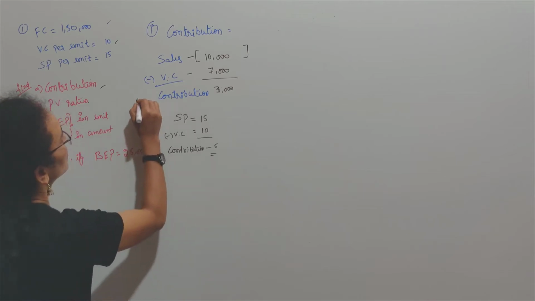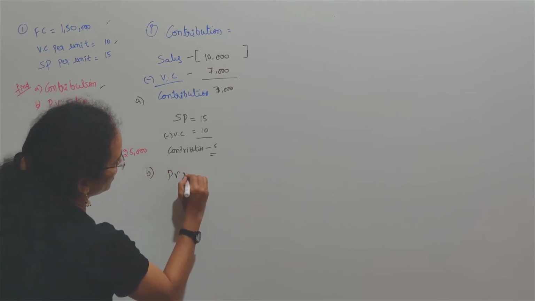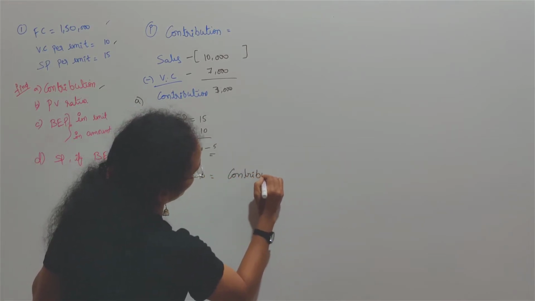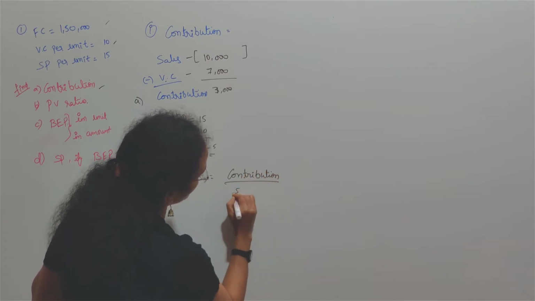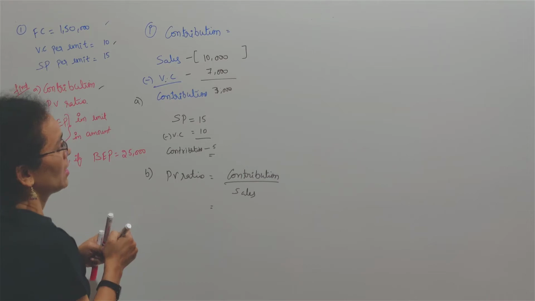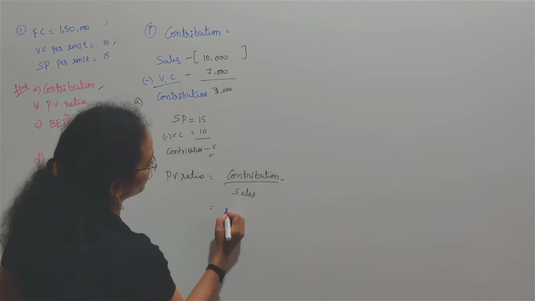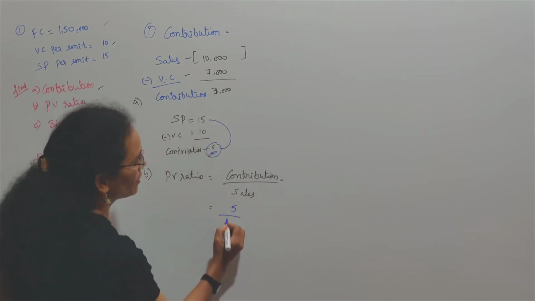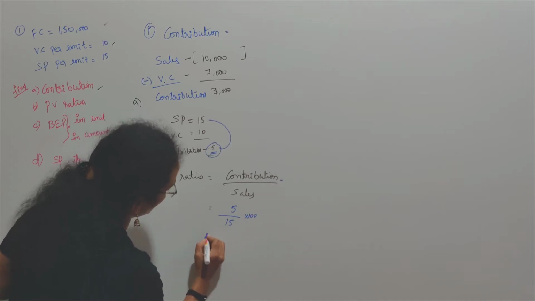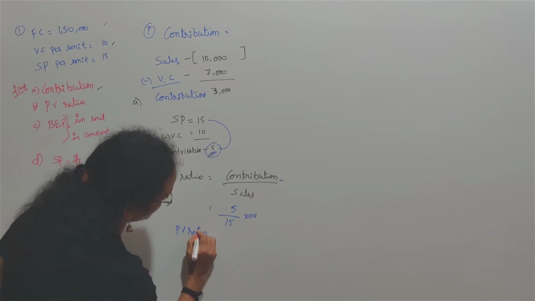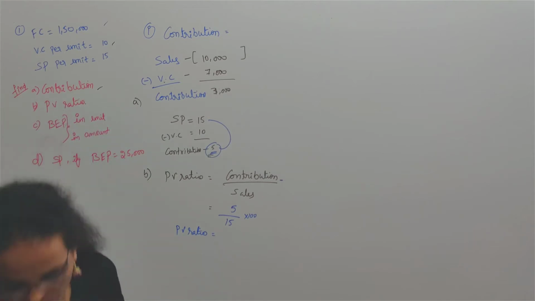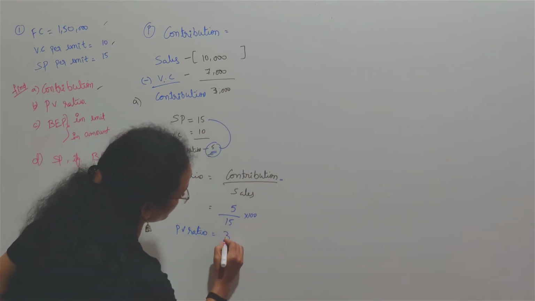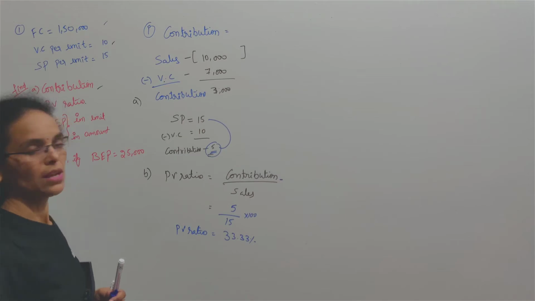PV ratio. The PV ratio formula is contribution divided by sales. This is the contribution I am getting: 5 rupees contribution upon selling the product at 15 rupees, into 100, that is the PV ratio percentage, which is 33.33%. This is the PV ratio.